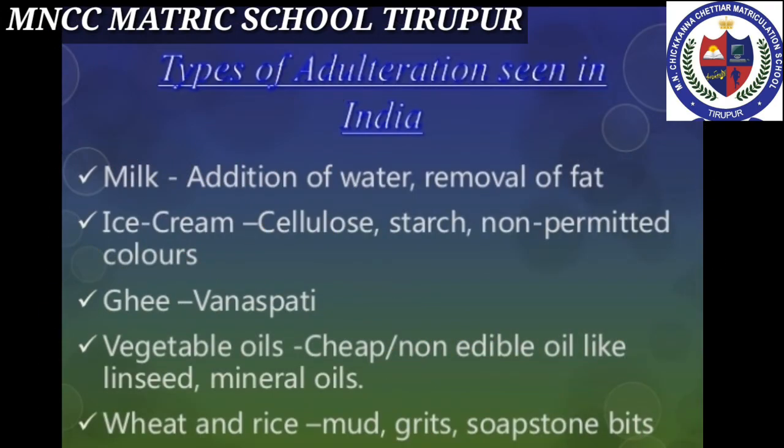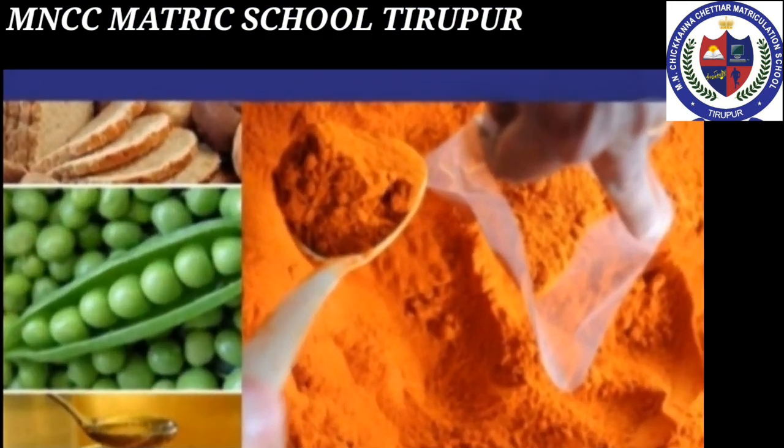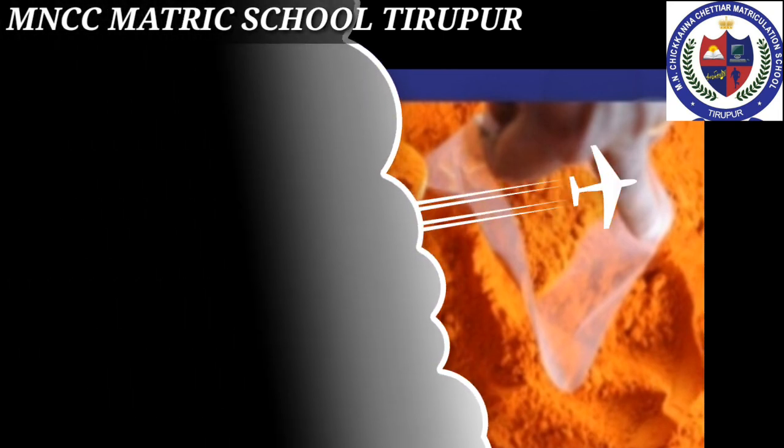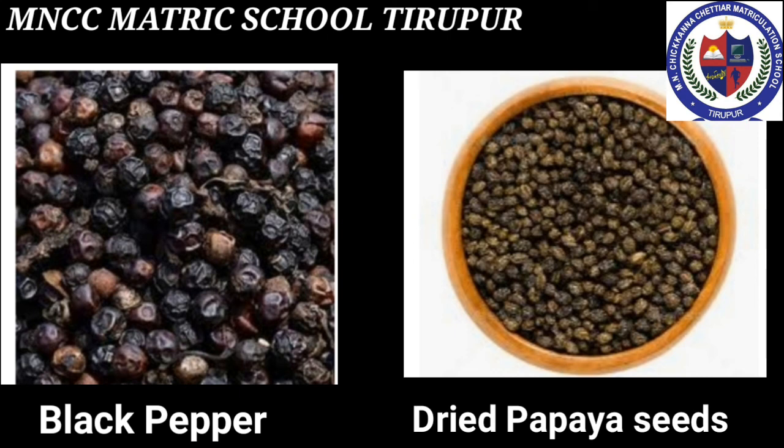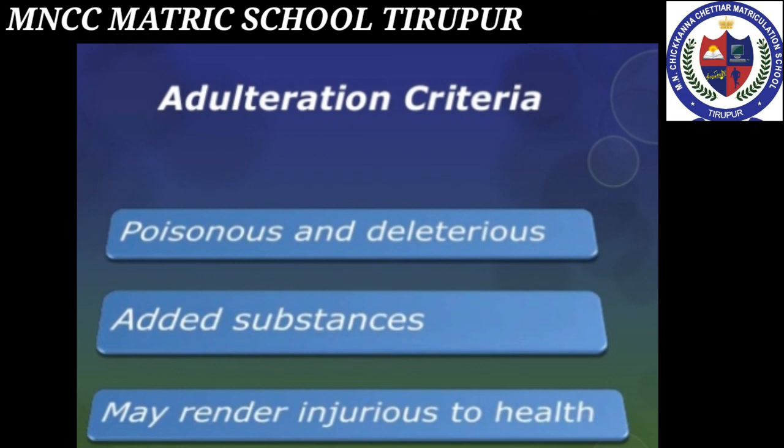There are some examples of food adulteration seen in India. In milk, there is an addition of water and removal of fat. In ice creams, cellulose, starch and non-permitted colors are added. Instead of ghee, vanaspati is added more. In vegetable oils, cheap or non-edible oils like linseed or mineral oils are added. In wheat and rice, mud, grits and soapstone bits are added. In red chili powders, they add brick powder. In green peas, a chemical called malachite green is added for freshness. Honey is mixed with jaggery syrup. In black pepper, they may add dried papaya seeds. Adulteration includes poisonous and deleterious added substances which may render the food injurious to health.